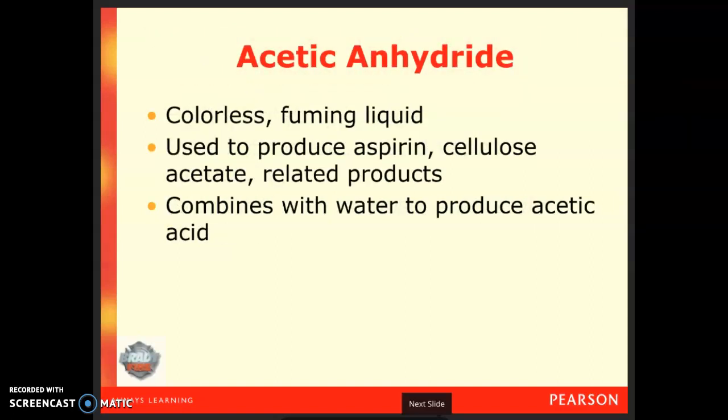Now, here are some of the things that help to create it. For example, acetic anhydride. Acetic anhydride is a colorless fuming liquid. We use it for a lot of different industrial purposes. Probably the most common is the production of aspirin, but also cellulosic materials like cellulose acetate and other related products. This stuff, when it reacts with water, will produce acetic acid, and we'll get all the effects associated with the acetic acid that way.